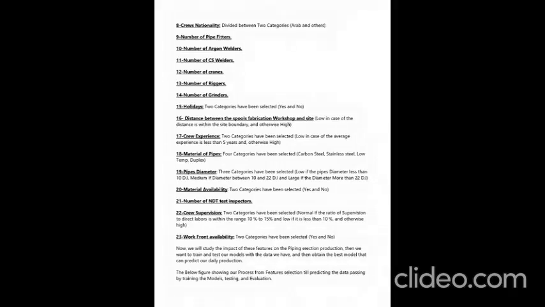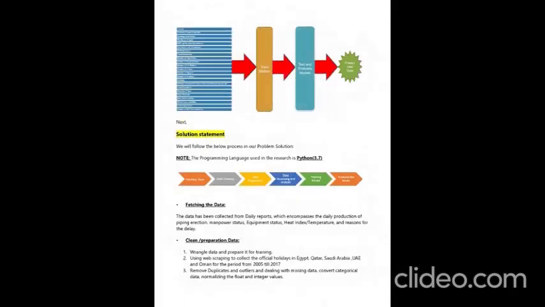23 features. Country. The data has been collected for construction projects in oil and gas and petrochemical projects in 5 countries: Egypt, 14 projects; Saudi Arabia, 10 projects; Qatar, 3 projects; UAE, 4 projects; Oman, 4 projects. We will study the impact of these features on the piping erection production.